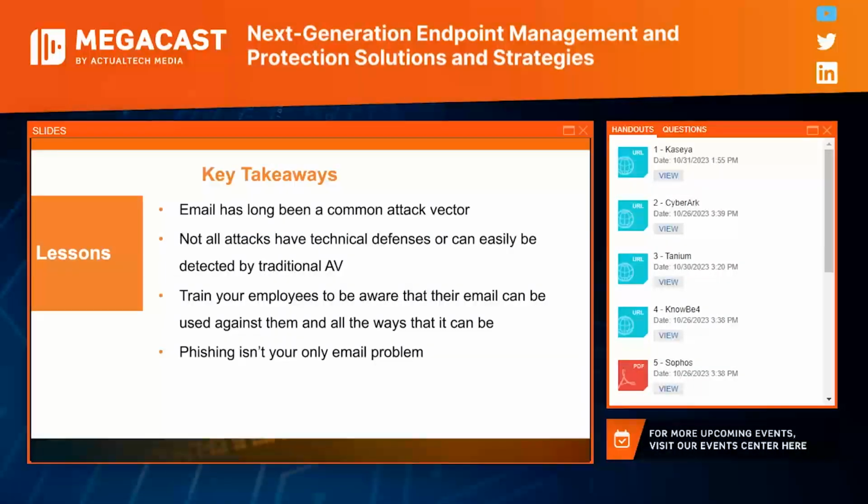So that's kind of the end of my four types of email attacks. I think you'll agree they're all kind of interesting. Key takeaways to remember: email has long been a common attack vector. Not all attacks have technical defenses like these rogue rules and forms. There's no antivirus that's going to tell you that you have a rogue rule or form, so you just have to check your rules and forms and make sure that they're all legitimate. And train your employees to be aware that email can be used against them in all the different ways it can be. Some of the stuff is a little bit more sophisticated than phishing.